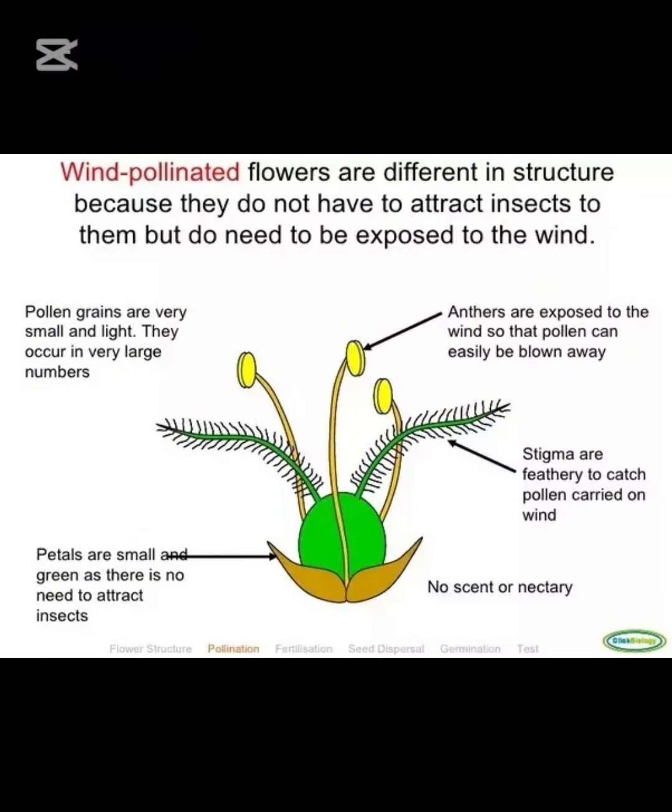The feather structure of stigma is going to help the flower to receive the pollen that is carried by the wind. A, which is the strong scent, B, the bright petals, and C, the sweet nectar, are characteristics of insect pollinated flowers. So the correct answer on number 8 is D.